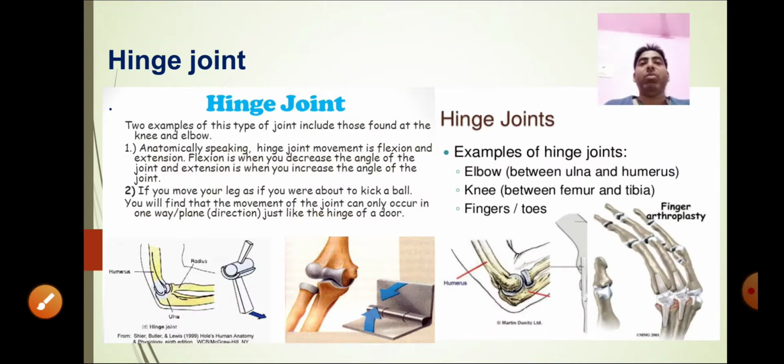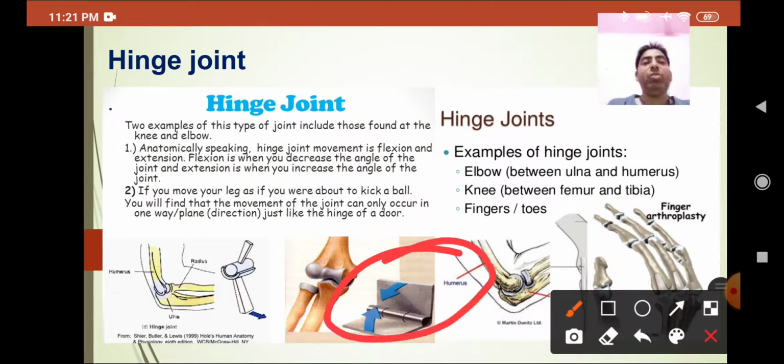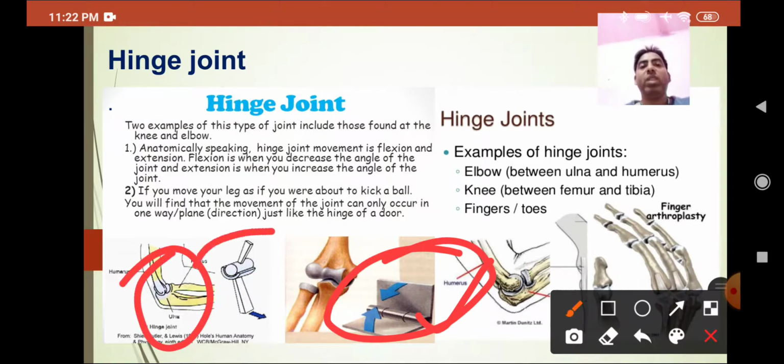Now the fourth one is the hinge joint. As we know, a hinge is found in your door. It allows movement in only one direction. A hinge joint is like a hinge in a door. You have seen this; earlier I have said this. We have a hinge joint in our elbow. Here you can see our elbow joint like this.